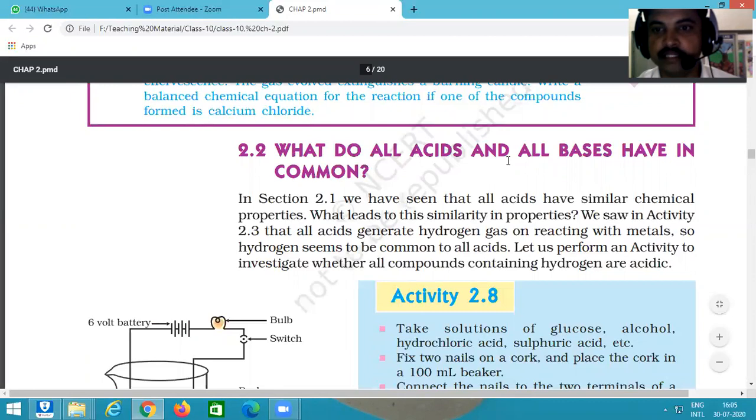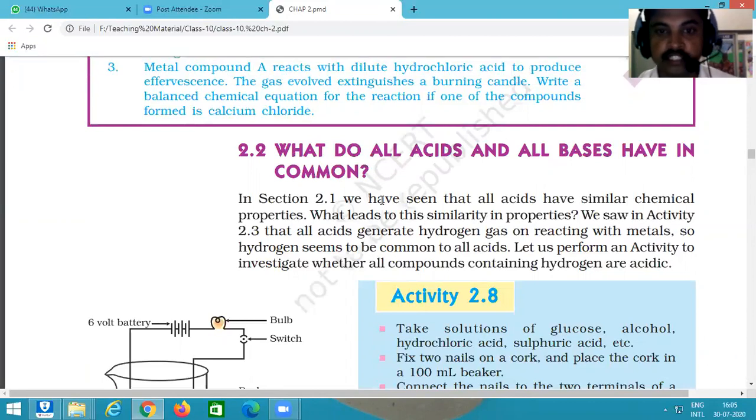What do all acids and all bases have in common? We will see what is common in all acids and bases in this chapter.